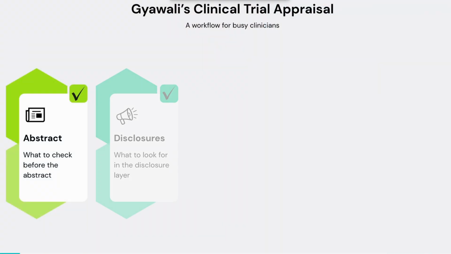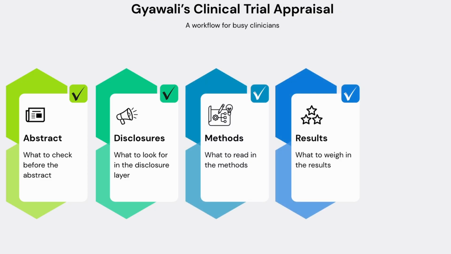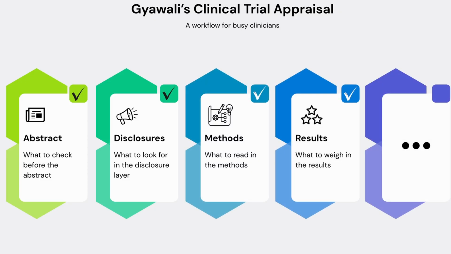Bishal Gyawali published a primer this month in JCO Oncology Practice, "How I Read a Clinical Trial Report," a primer for busy clinicians. It compresses years of his landmark work in evidence-based oncology into a clinical workflow: what to check before the abstract, what to look for in the disclosure layer, how to read the methods, what to weigh in the results, and so forth.